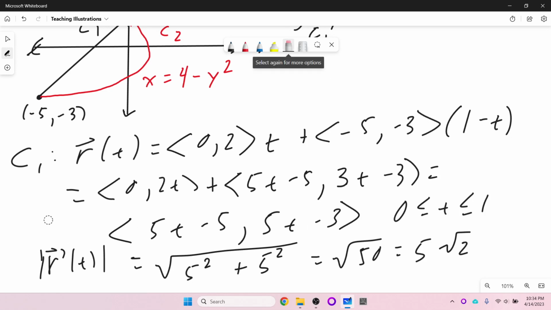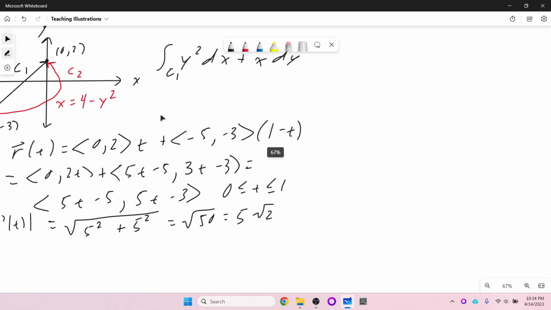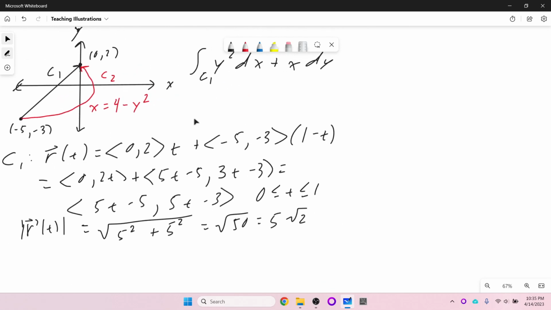So that's the length. So I need to do that integral now. So 5 root 2 is my multiplier. That's the point I was trying to make. Let me zoom out a bit here so I can see it. All right, so on C1, it would be the integral from 0 to 1 of y squared. y is 5t minus 3, so we'll have (5t minus 3) squared times dx over dt.